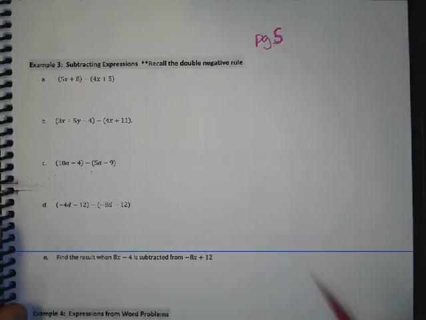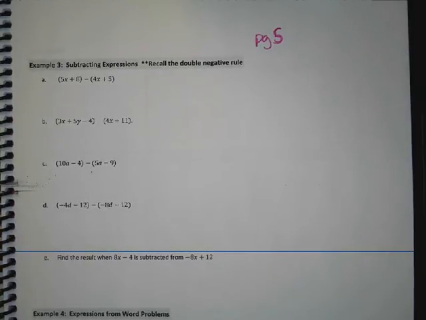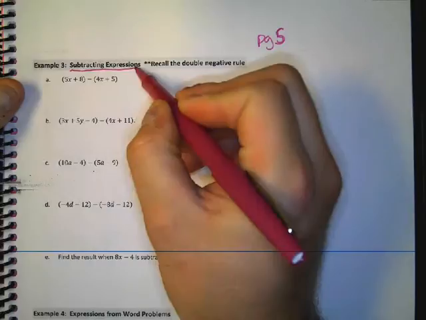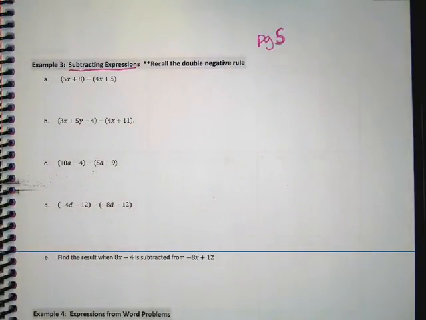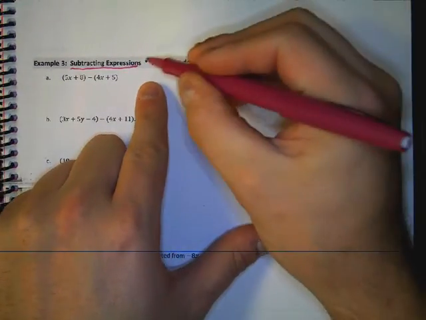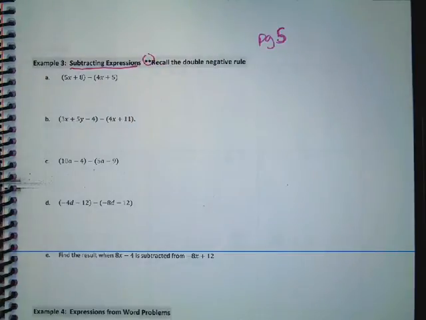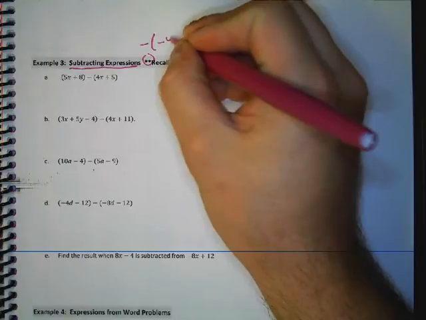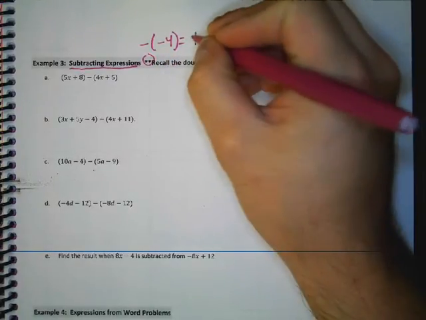We are now on page 5, so we've had some time to practice combining expressions together, which usually is called addition. Now we're going to start talking about how we subtract expressions. And note I have an asterisk here, to recall the double negative rule. Recall that if you're subtracting negative 4, it's the same thing as adding 4.